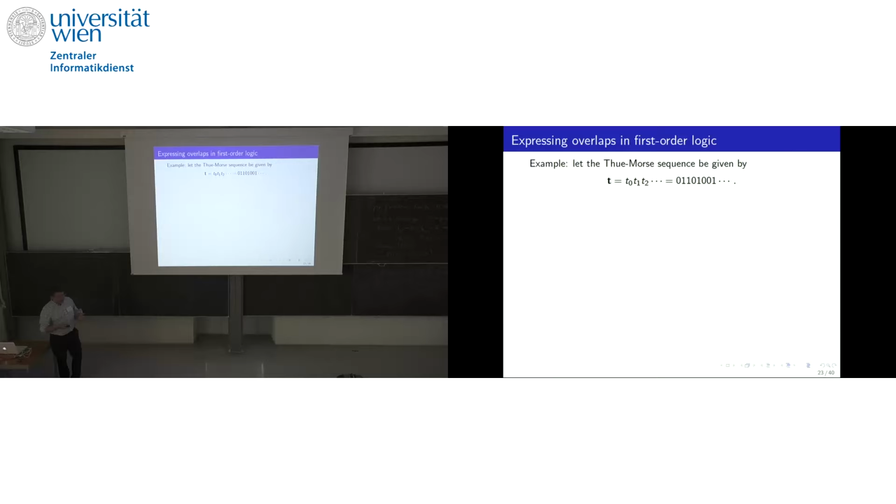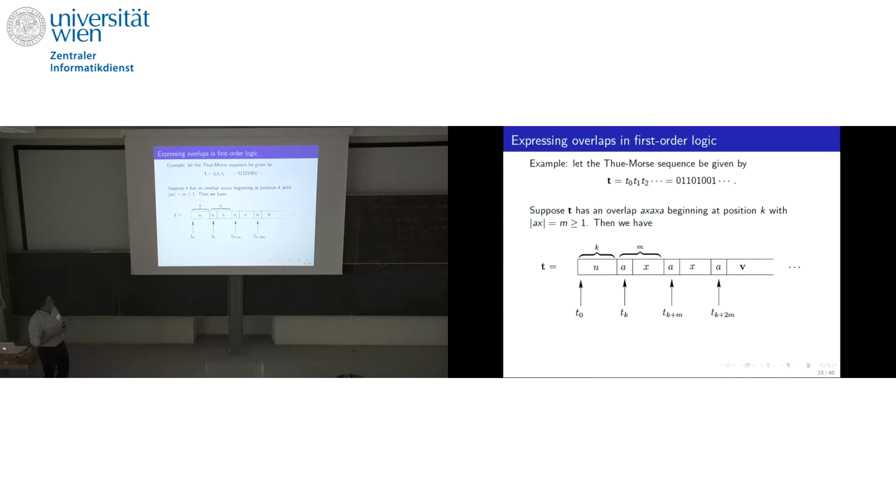So here's the Thue-Morse sequence. It is generated by the morphism 0 goes to 01, 1 goes to 10. And now let's try to redo the results of Thue in his 1912 paper using this approach. So we want to know, does this word have an overlap? So first thing we do is we need to write down a first-order logical statement saying the word T, the Thue-Morse word, has an overlap. Okay, what does it mean to have an overlap? It means that there's some block, x, and a letter a, so that inside the Thue-Morse word, there's an occurrence of a, then x, then a, then x, then a.